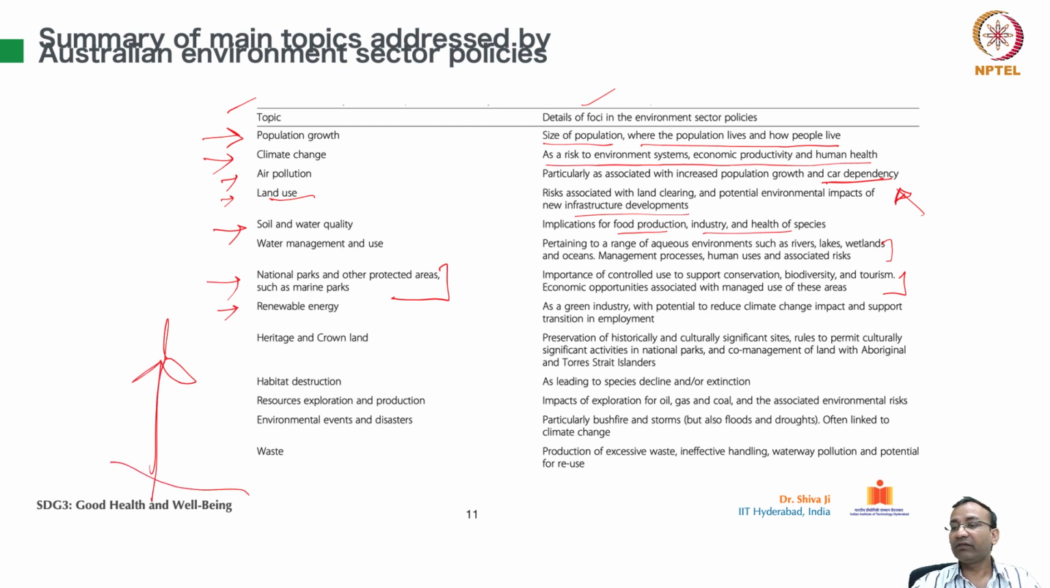As a green industry with potential to reduce climate change impact and support transition in employment. So how to move from coal based, thermal, hydro and nuclear disasters to maybe cleaner, safer energy generation methods. That part. Heritage and crown land, preservation of historically and culturally significant sites, rules to permit culturally significant activities in national parks, and co-management of land with Aboriginal and Torres Strait Islanders.